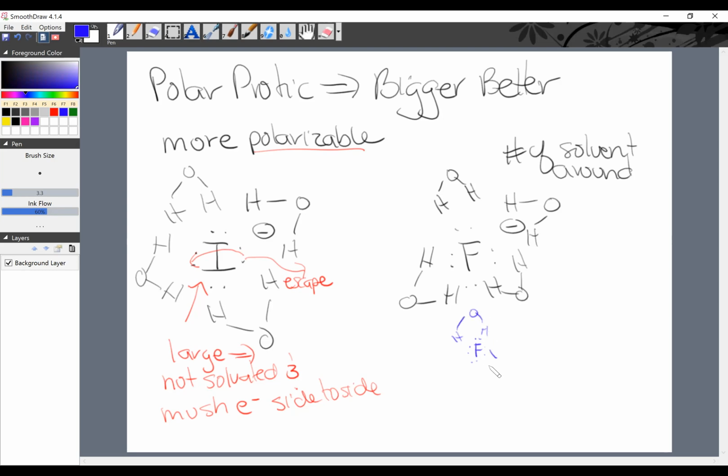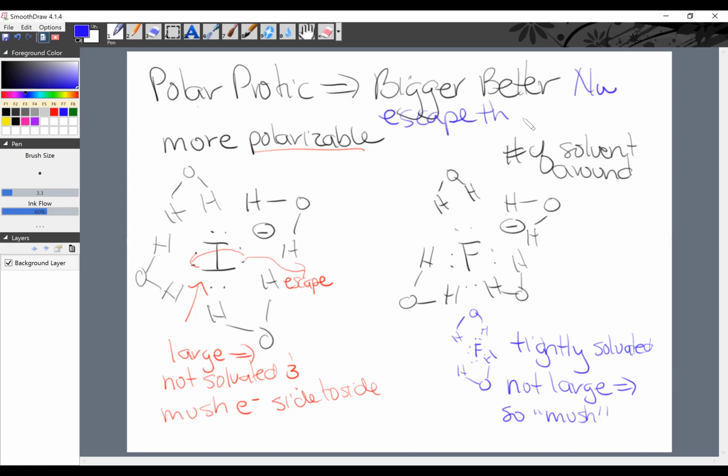But poor fluorine, on the other hand, if I was doing true to size, could hardly get away from that water because it is very tightly solvated because it's so small. And it's not very large, so it's not very polarizable. So it can't mush its electrons and it cannot escape from the solvent as easily. So in polar protic, bigger's better. What do I mean? In polar protic, bigger is a better nucleophile because it can escape the solvent.